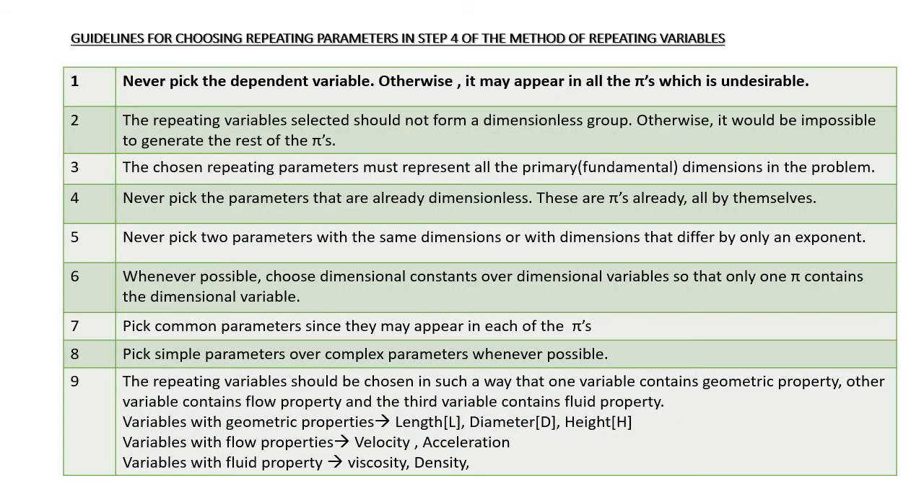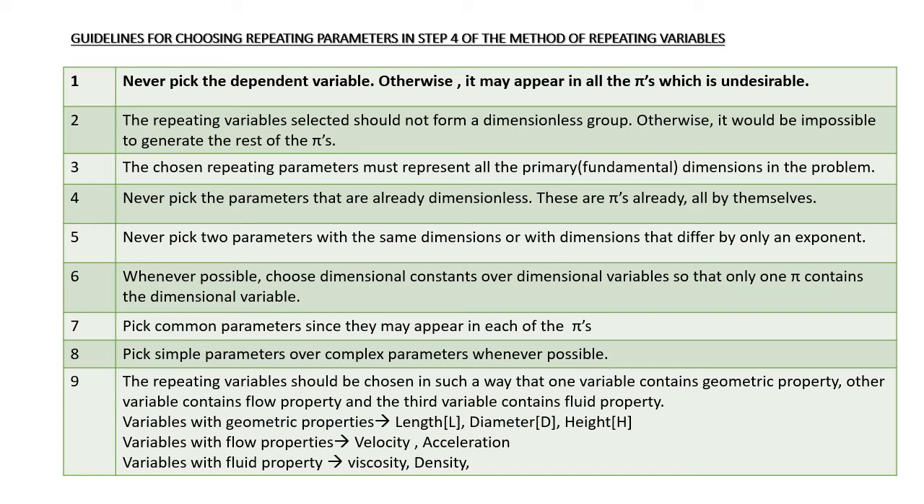Okay, here are the guidelines to choose the number of repeating variables m. In the previous slide you had seen m. The total number of pi terms is equal to the total number of variables n minus the number of repeating variables m. Now, how to choose that? You cannot just choose those variables just like that. We need to follow some rules to choose the repeating variables.